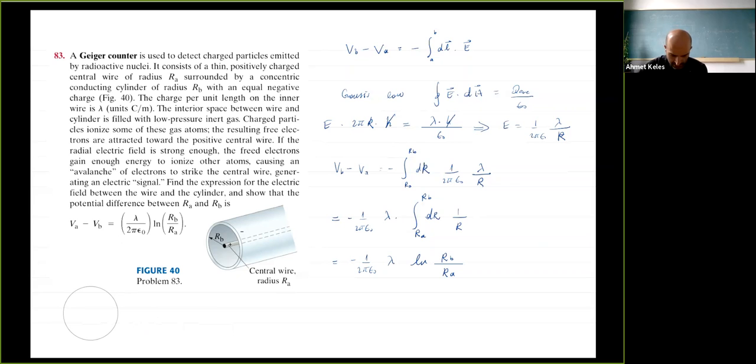And now it is asking, we found VB minus VA, but it's asking for VA minus VB. So we just take the minus sign. The result is VA minus VB is equal to lambda divided by 2 pi epsilon naught times ln of RB divided by RA.